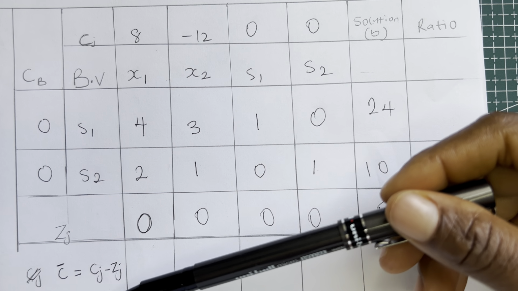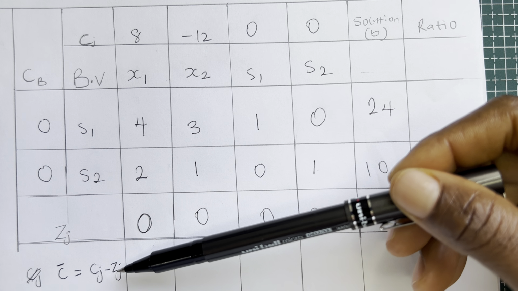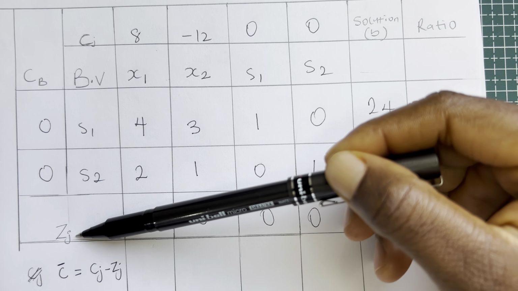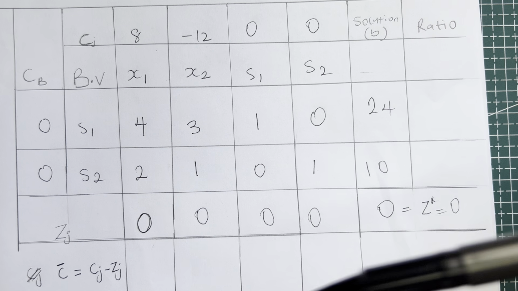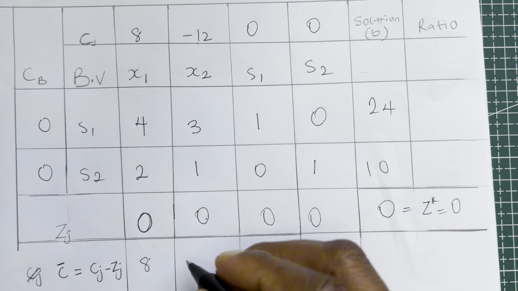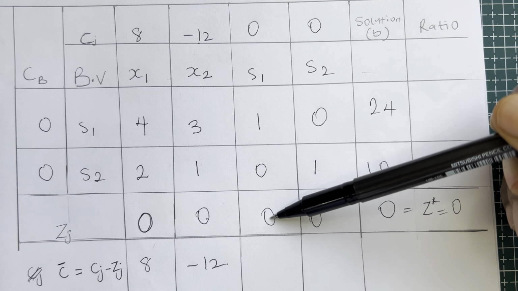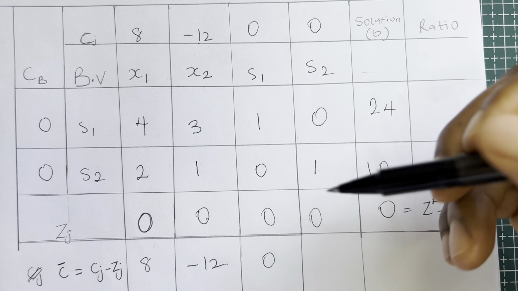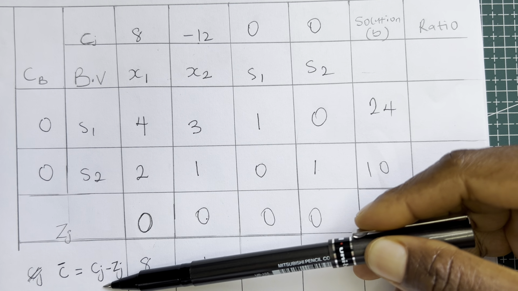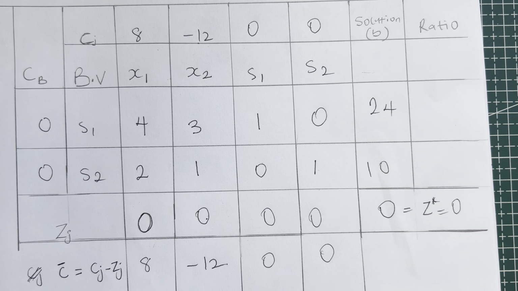Since I'm using this formula, which is Cj minus Zj, this is Cj and this is Zj. That's 8 minus 0, we have 8. Minus 12 minus 0, we have minus 12. 0 minus 0, we have 0. 0 minus 0, we have 0. Since we still have a negative here, because I'm using this formula, we need to find our second table.